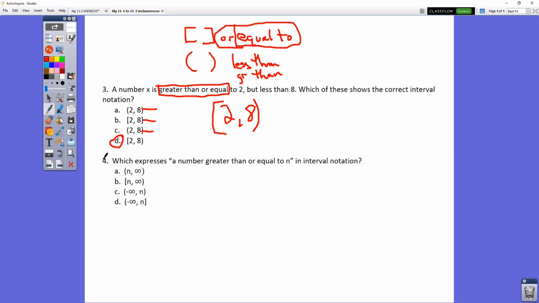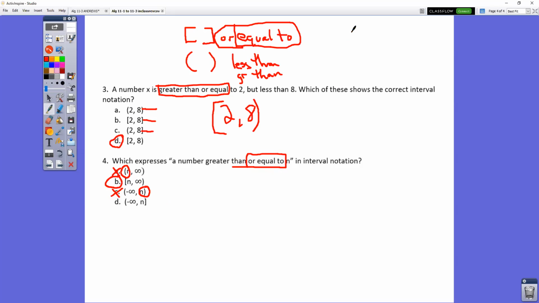Take a look at number 4, which expresses a number greater than or equal to n. Now, you could get rid of 2 of your choices right away. Because it says or equal to, you know you're not going to have this roundy parenthesis. So you could get rid of choices A and C right away. It says a number greater than or equal to n. Well, that means we're going to start off at n, but then we want all the numbers that are bigger than it. So that would be B.